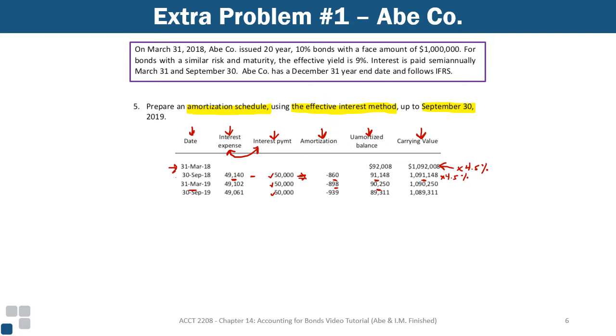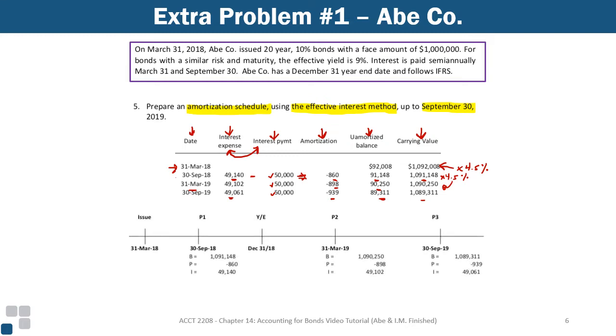For September 30th, a $50,000 payment. The interest is 49,061, which is the 1,090,250 times 4.5%. The difference between the payment and the interest is the amortization. 49,061 minus 50,000 is 939, which gives you a premium balance of 89,311 and a carrying value of the bond of 1,089,311.